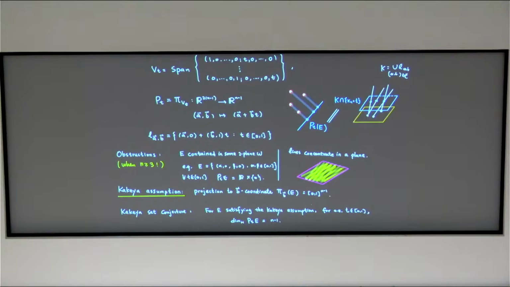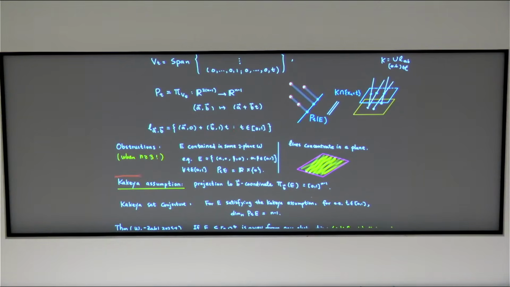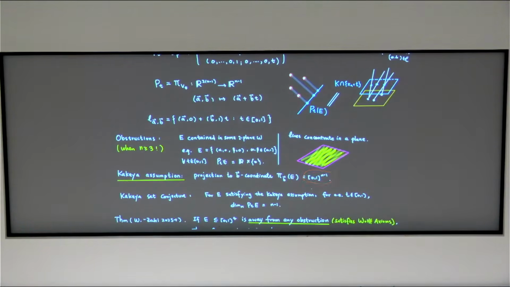So this is an obstruction because for this example, we do not have a very interesting projection estimate. The Kakeya assumption is one way to rule out this obstruction. It adds an additional assumption on E, saying that the projection to the second coordinate is the unit cube. Then one can translate the Kakeya set conjecture to be: suppose E satisfies the Kakeya assumption, then for almost every t, the projection image has full Hausdorff dimension.